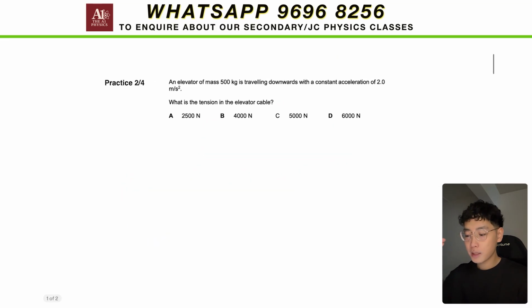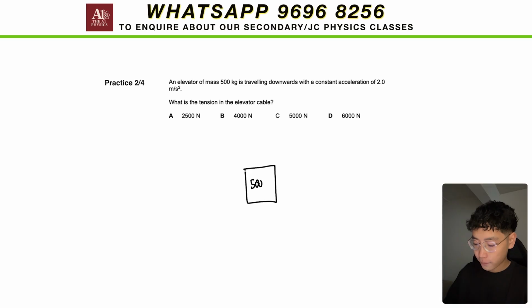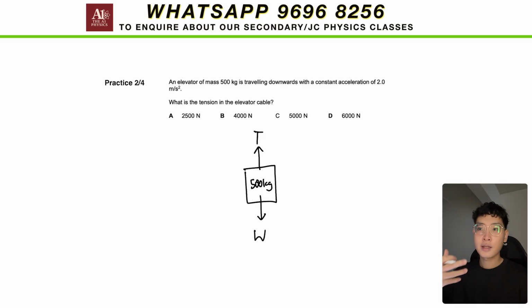This question is going to be a bit more challenging, but I'm going to introduce a new concept for this question, right? So first of all, I want you to draw the free body diagram acting on the elevator. So we have the elevator, mass is 500 kg, and it's traveling downwards with a constant acceleration. So first of all, I know that there's two forces. There is the weight and there is the tension, right? The tension is the cable pulling up the elevator. I know that there's these two forces, but the question is, what is the direction of my resultant force? Is my resultant force pointing upwards, or is my resultant force pointing downwards, right?